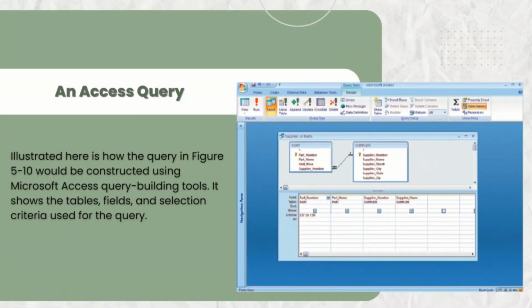Access Query. An Access query is a powerful tool within Microsoft Access that allows users to retrieve, manipulate, analyze, and represent data stored in their databases. Illustrated here is how the query in Figure 5-10 would be constructed using Microsoft Access query building tools. It shows the tables, fields, and selection criteria used for that query.